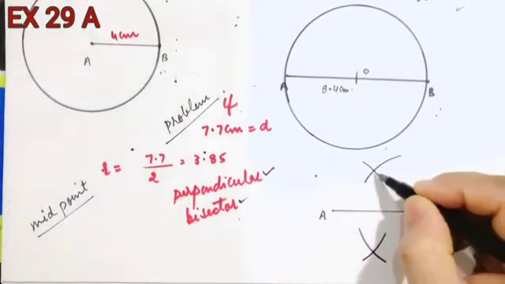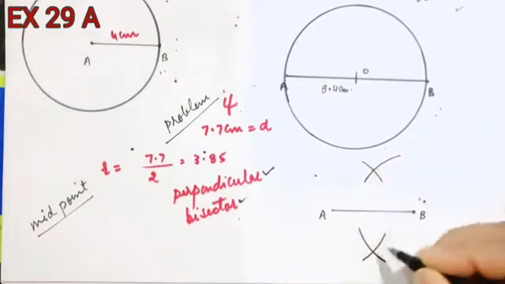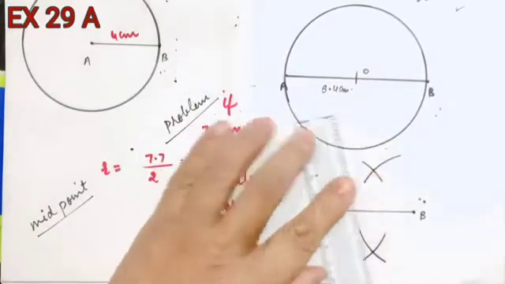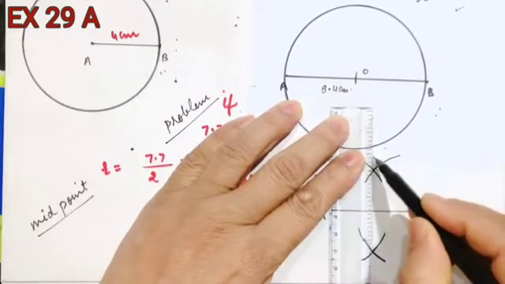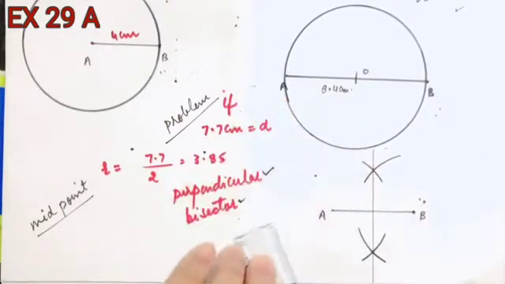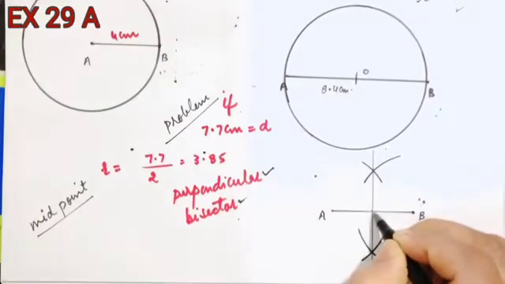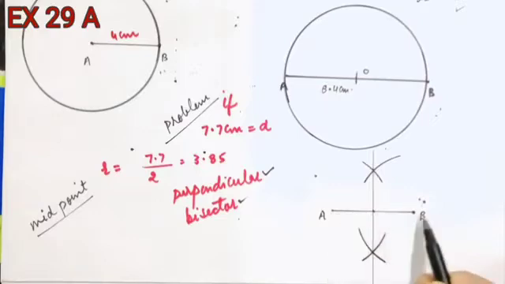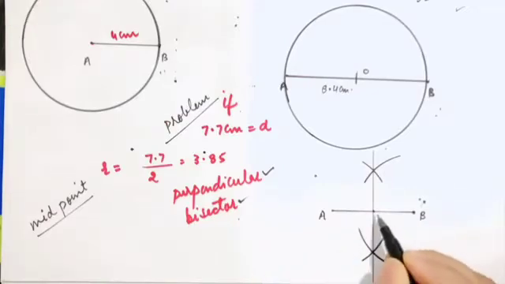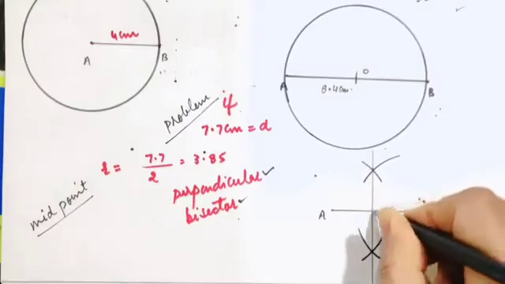Now have a look. At the end we will join this point and this point. On joining these two points, I will get a point here which will be between these two. So whether this length is 7.7, or 7.9, or 1.3, or 3.1, it makes no difference. Now this is the center of your circle.